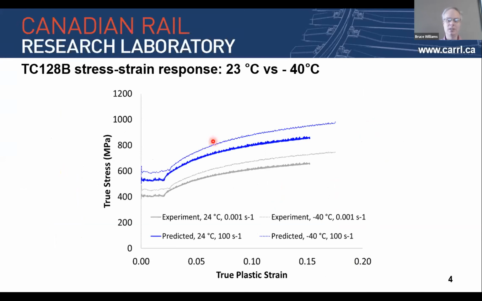This is the true stress strain curve. The blue is minus 40 degrees Celsius. The gray is room temperature. We can see that decreases in temperature increase the strength of the material, and there are differences between the dynamic and quasi-static strain rates as well. And we need to capture this in the model.